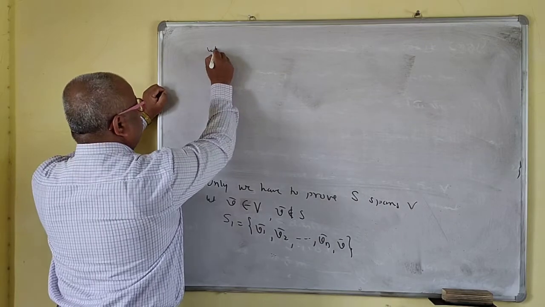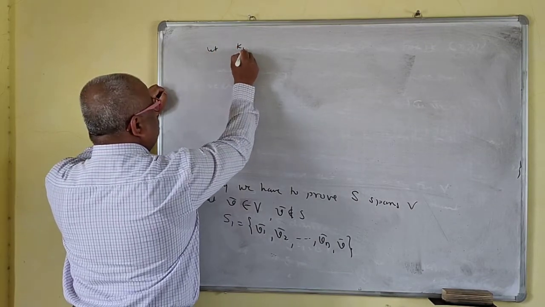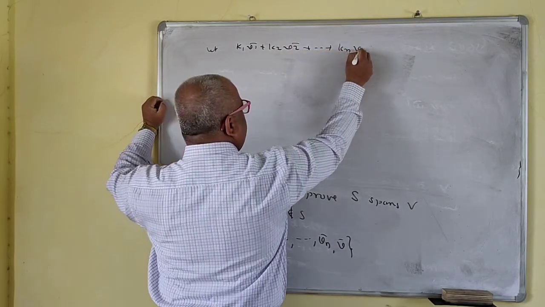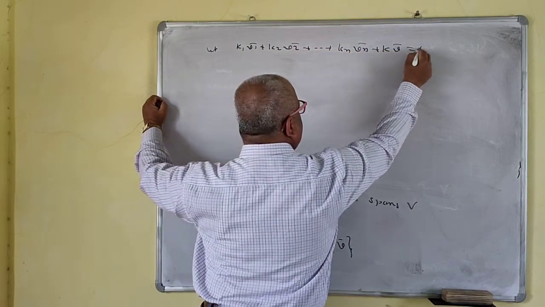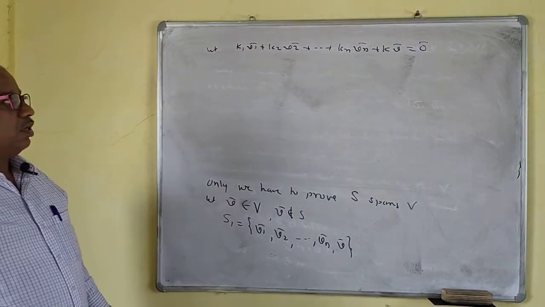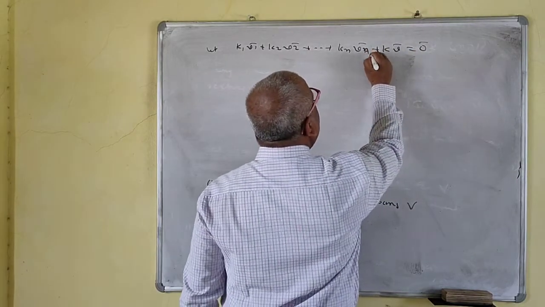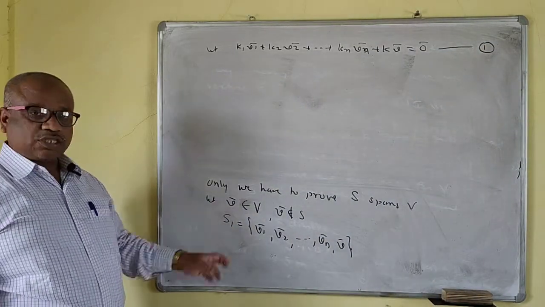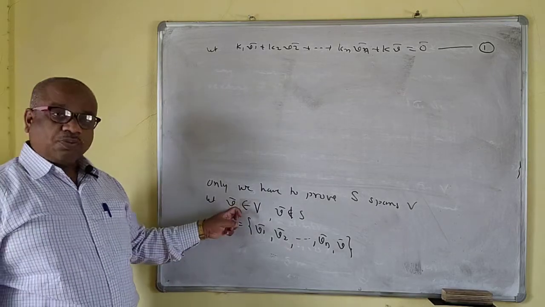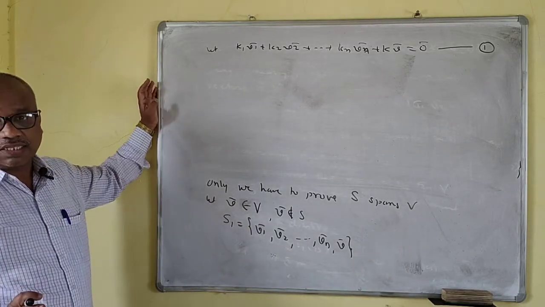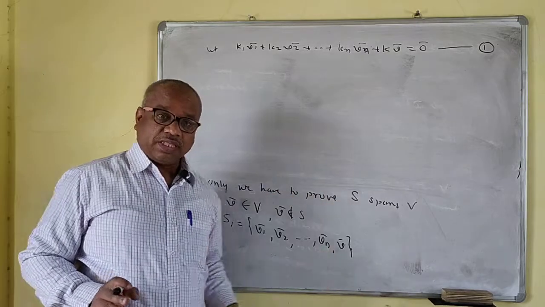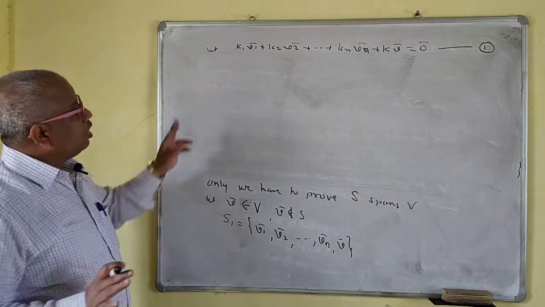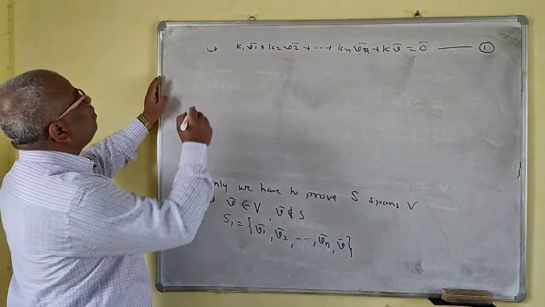So let k1 v1 bar plus k2 v2 bar plus ... plus kn vn bar plus k v bar be equal to 0 bar. I call this 1. I want to prove that this S1 is linearly dependent. So what do I have to prove? That v bar is expressed as a linear combination of the vectors in S, because I want to prove S spans V. I have taken this linear combination.